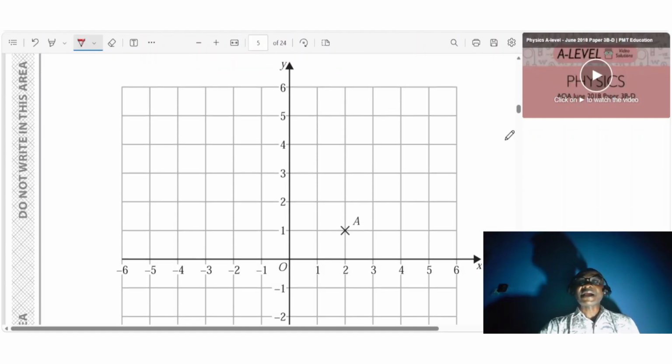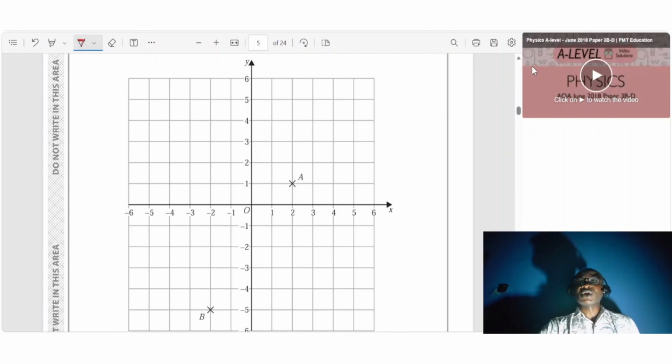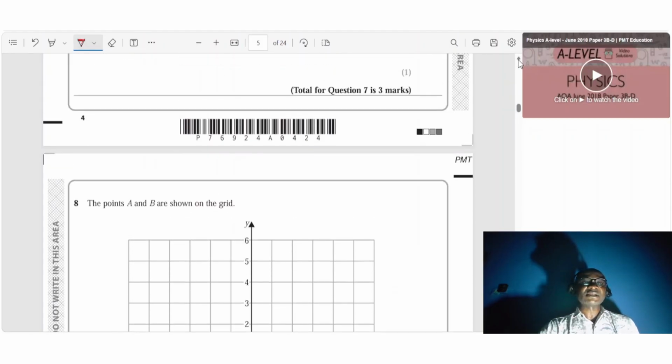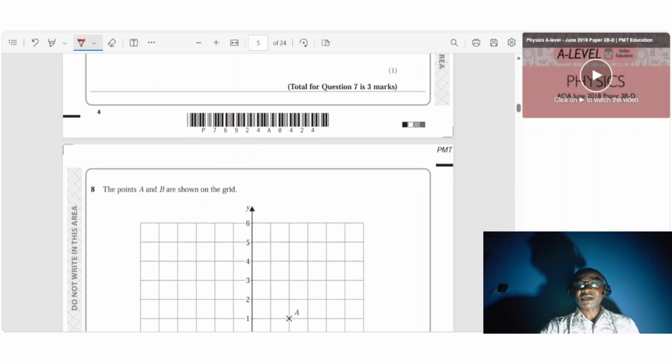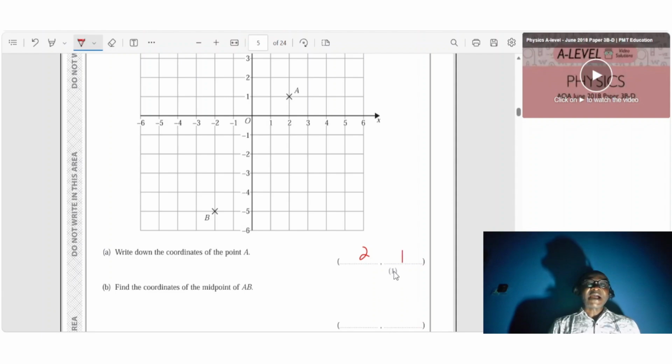Look at this. Let me reduce the size. This question is asking, we have points A and B inside the grid, and we are asked to find the coordinate of point A. What do you think is the coordinate of point A? 2, 1 is correct. And the coordinate of B is what? -2, -5. That is the coordinate of B.